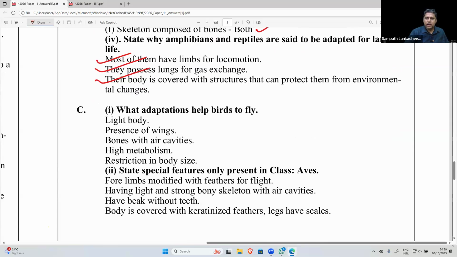Part C. 1. What adaptation helps birds to fly? Light body, presence of wings, bones with air cavities, high metabolism, restriction in body size.